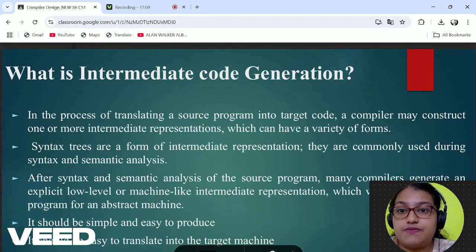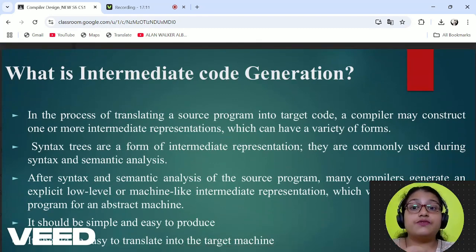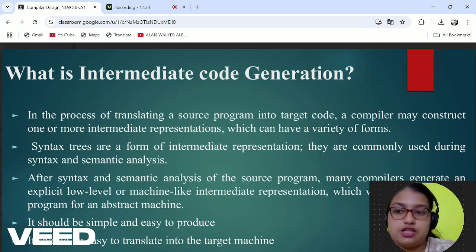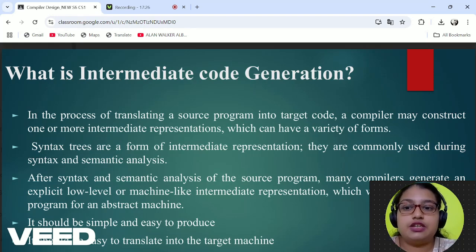Then comes our next phase. Okay, so we are done with the first part, that is the analysis part. We have learned what lexical analysis, syntax analysis, and semantic analysis are. And now we have the intermediate code generator. So the front end is over. Now we have the intermediate code generator.